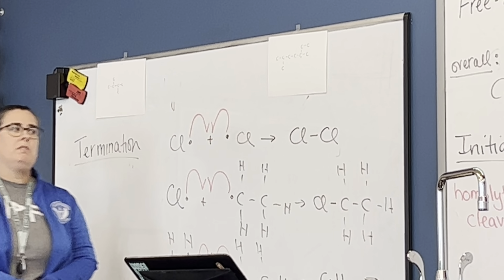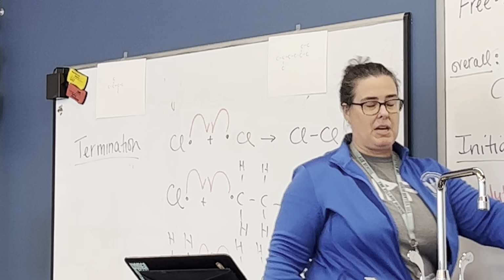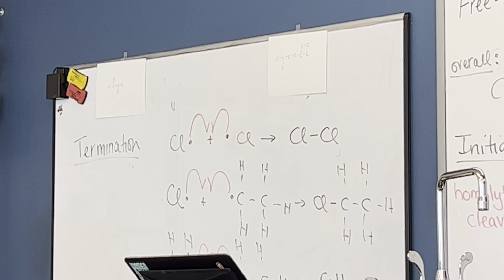In initiation, we have no radicals becoming 2. So 0 on the left, 2 on the right. In propagation, we have 1 on the left, 1 on the right. And in termination, we have 2 on the left, 0 on the right. There's a pattern. It helps you not do things that are silly.